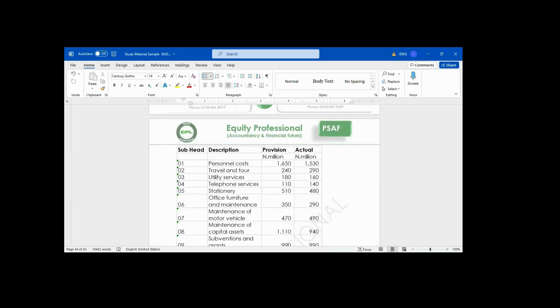Number 1, personnel costs, provision 1,650,000, actual 1,530,000. 2, travel and tour, provision 240, actual 290. 3, utility services, provision 180, actual 160. 4, telephone services, provision 110, actual 140. 5, stationery, provision 510, actual 480. 6, office furniture and maintenance, provision 350, actual 290. 7, maintenance of motor vehicle, provision 470, actual 490. 8, maintenance of capital assets, provision 1,110, actual 940. 9, subvention and grants, provision 990, actual 900.